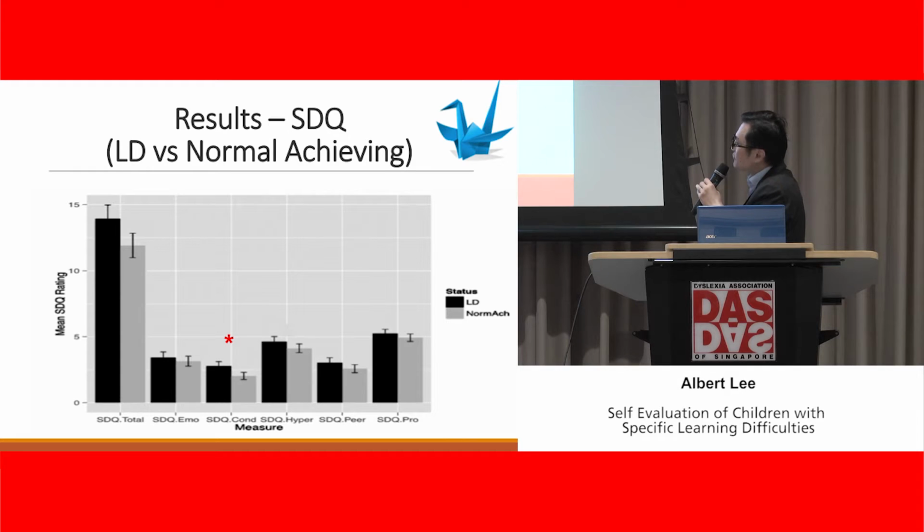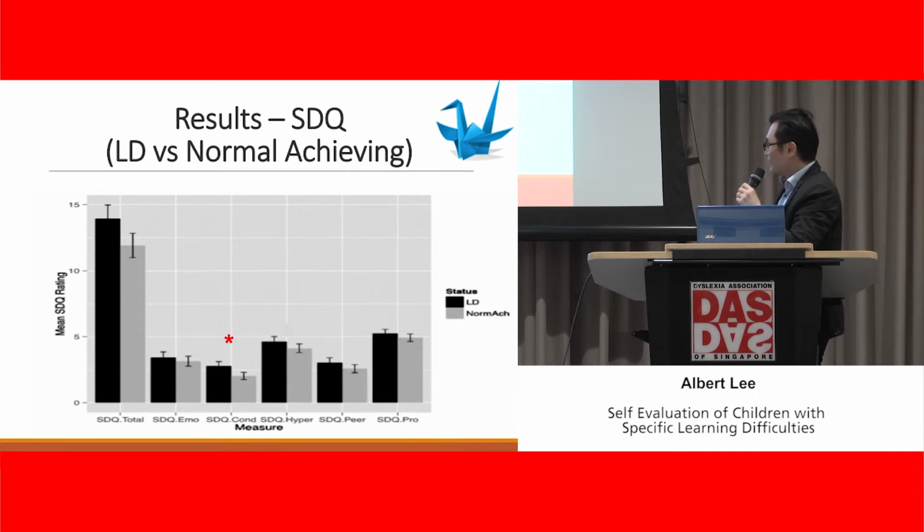These are the findings that we've gotten from the strengths and difficulties questionnaire. There were 5 different categories. Earlier I mentioned, take note of the conduct behavior. For the third category, the conduct behavior, you'll notice that the black color column is higher than the gray. So how do we interpret this particular result? This would mean that students with LD perceive that they have more conduct problems compared to normal achieving students. So what does that mean again?